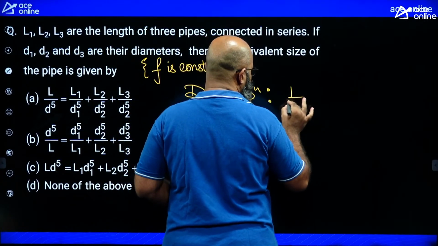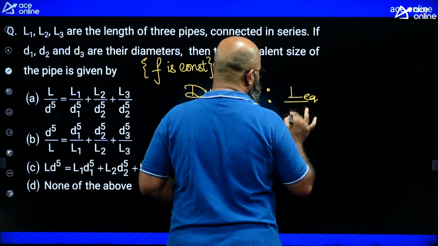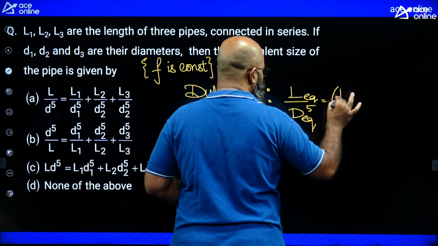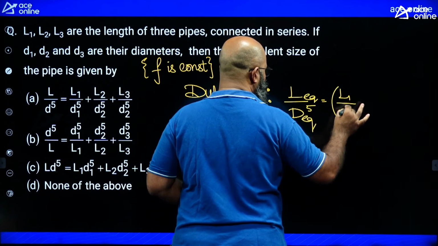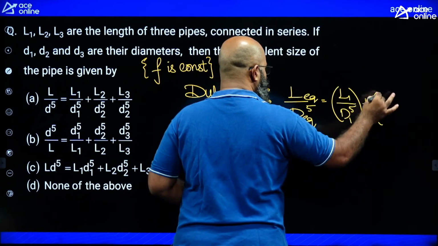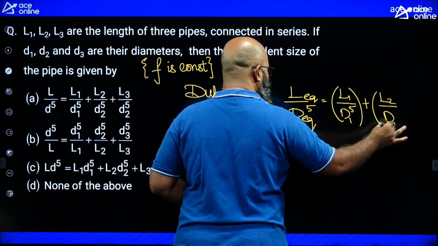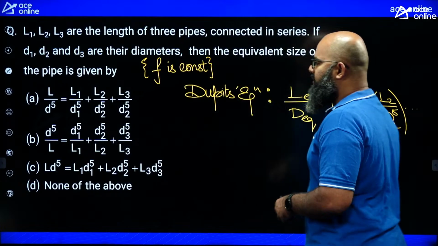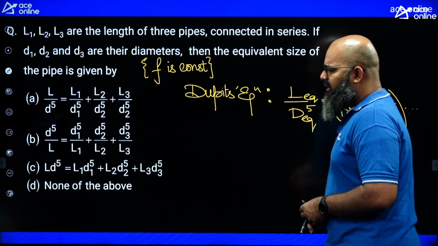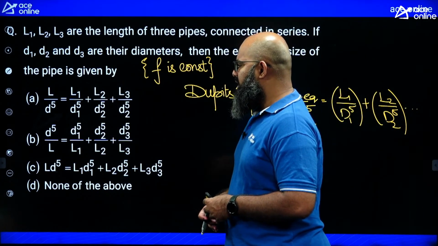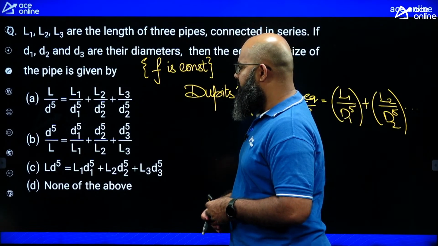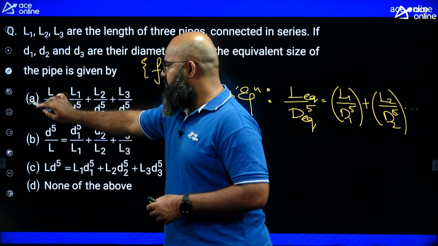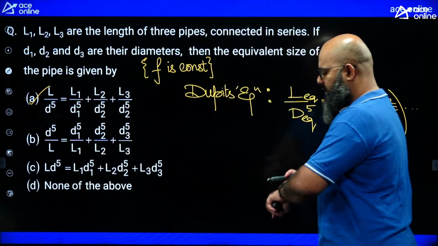Now what does Dupit's equation say? It says that L equivalent upon D equivalent power phi is equal to L1 upon D1 power phi plus L2 upon D2 power phi, and so on till Ln upon Dn power phi. In this case only 3 pipes are there. So I can write over here L by D power phi is equal to L1 by D1 power phi and so on. Option A would be the correct answer over here.